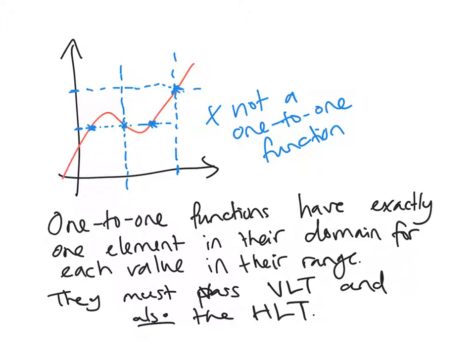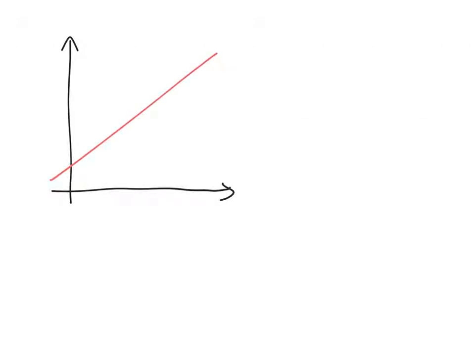So let's just have a quick look at a couple of examples. Let's say we had a nice linear graph like this. Well, we know that that passes the vertical line test. There's only one y value for each x value. And it also passes the horizontal line test, because no matter where we draw a horizontal line, there's only going to be one point that it crosses.